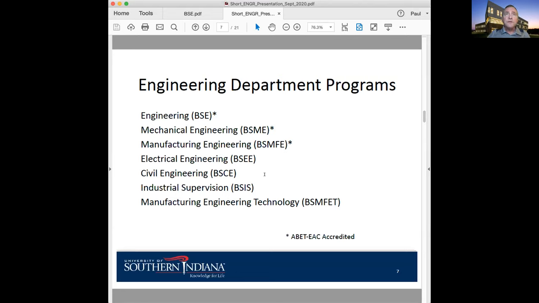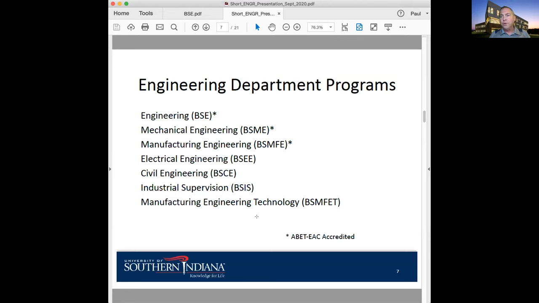Now, the 2 programs on the bottom fall under the tech category rather than engineering. So these are there for students who are not really interested in doing really super difficult math like you have in engineering programs, but they also allow students to get a lot of hands-on work with the technology that we have available. So one of those is industrial supervision, and the other one is manufacturing engineering technology.